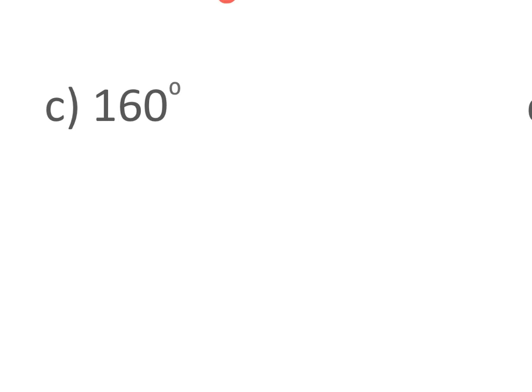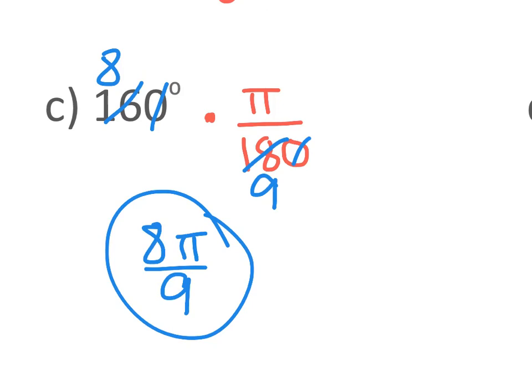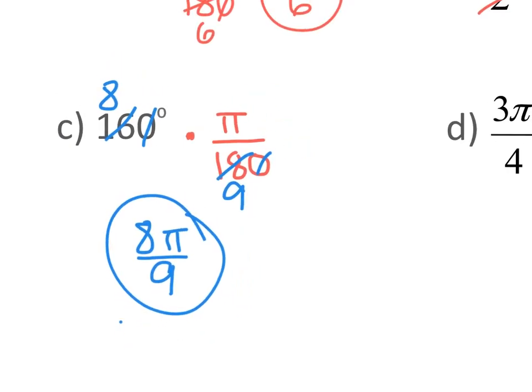C, 160 degrees. So I multiply times pi over 180. I can cancel through the zeros, and then this would be 8 and 9, and I'd get 8 pi over 9. Or 8 9 pi. It doesn't matter how you write that. But keep it exact. Don't try to make that into a decimal that's rounded.